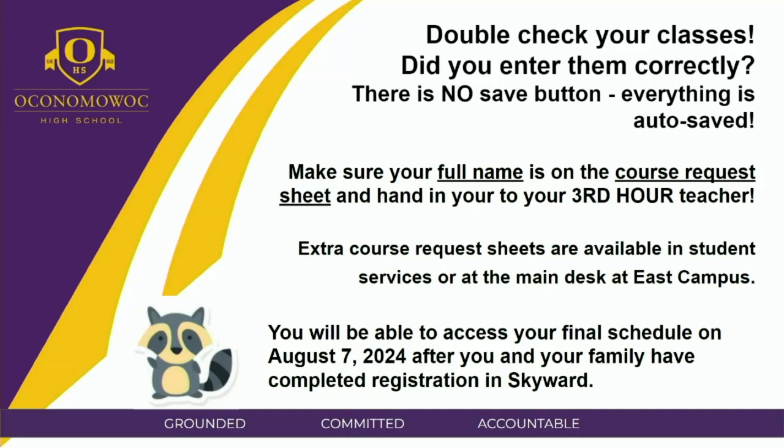There's no save button, so once you have everything in there, your 8 credits of regular classes and then your 6 or 8 alternates, everything will be saved.